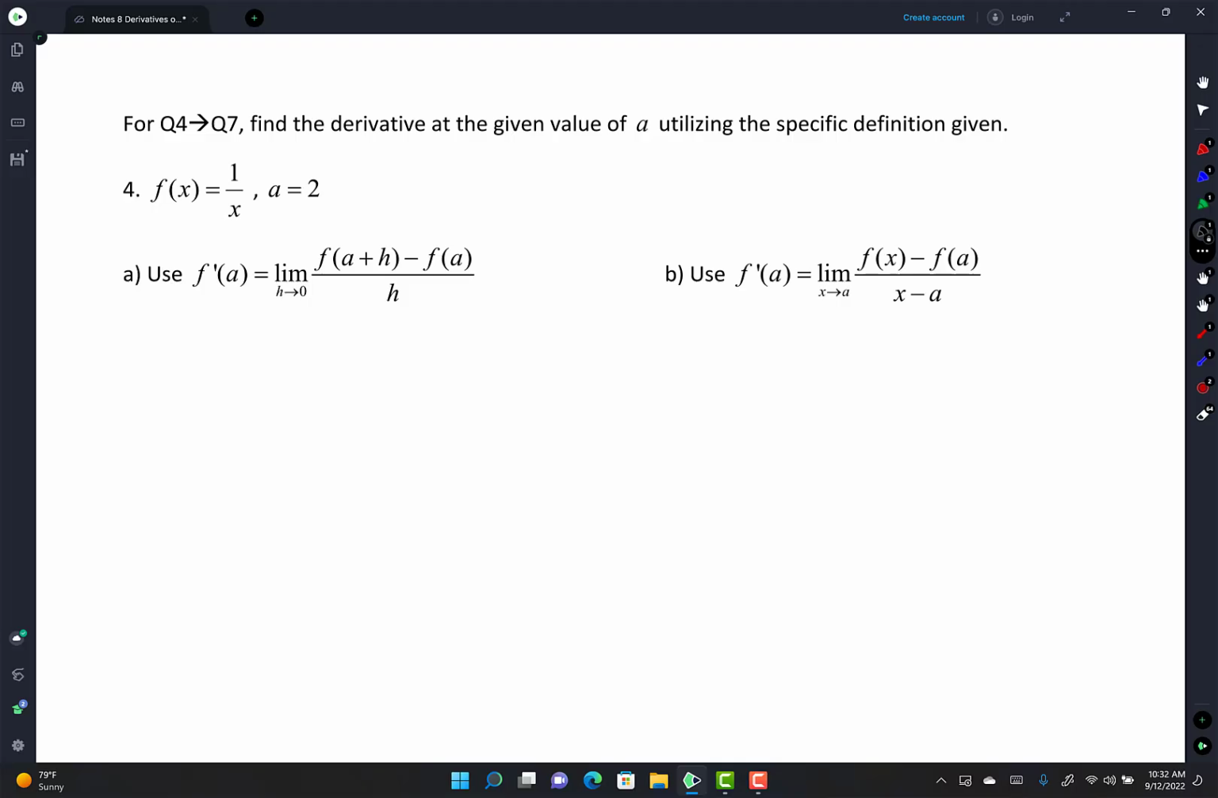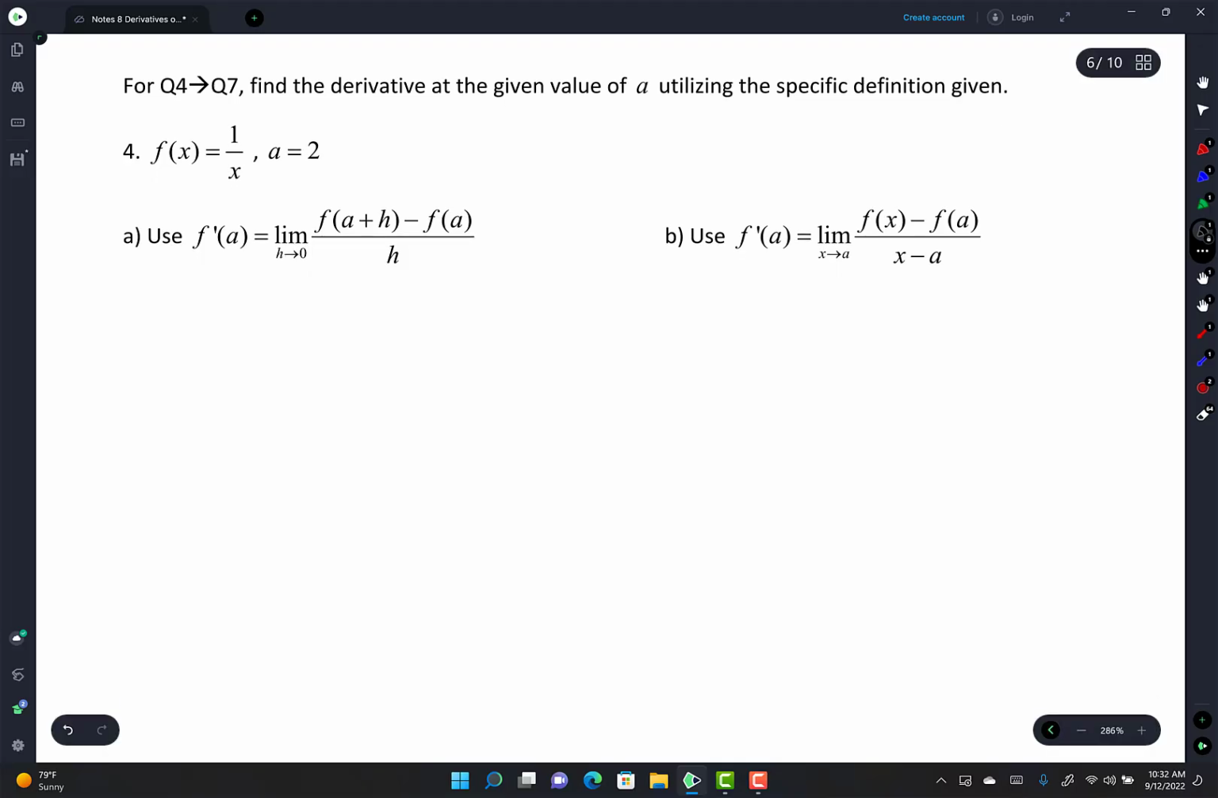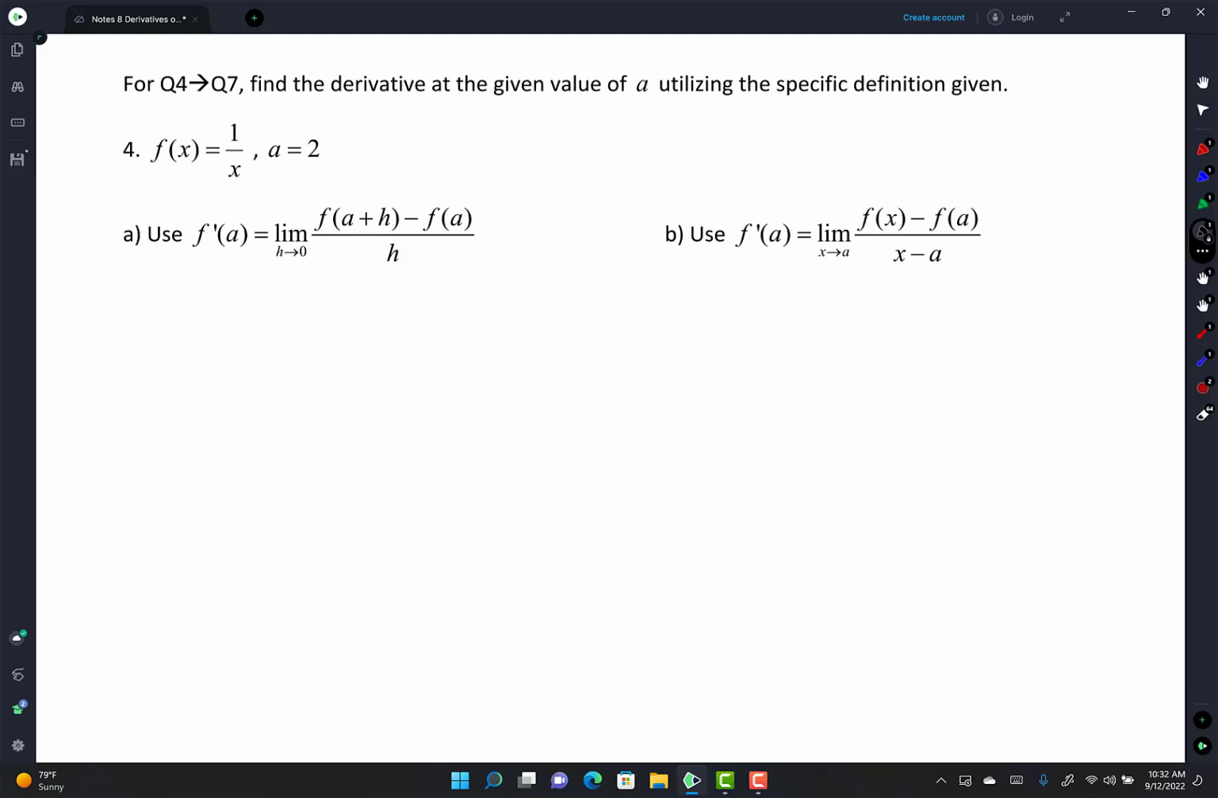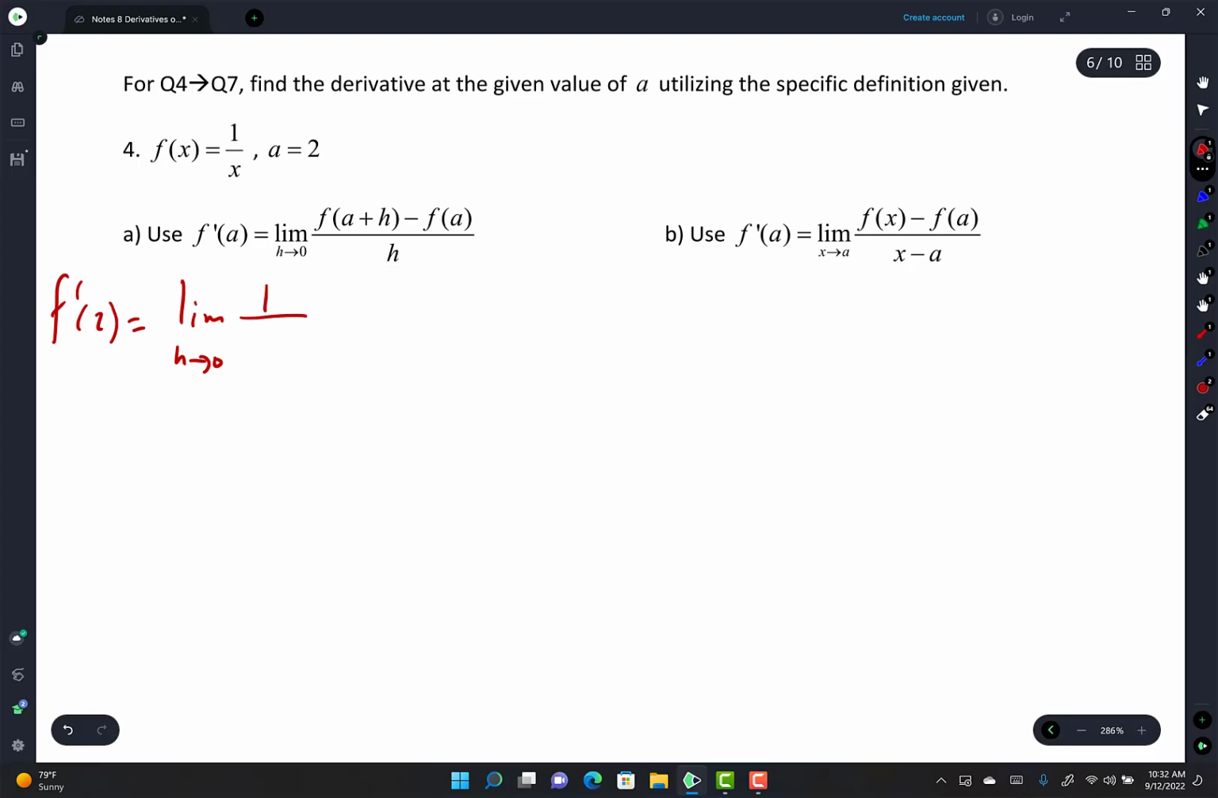You guys ready? Here we go. It wants me to find the derivative 2 different ways. First, it wants me to try it this way. So let's try it that way. I'm going to write f prime of 2 is equal to limit as h approaches 0 of 1 over 2 plus h minus 1 over 2 all over h.